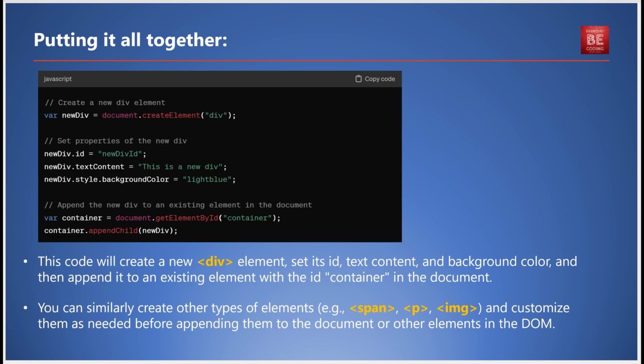It sets its ID, text content, and background color, and then appends it to an existing element with the ID container in the document. And that's it. You've just learned how to create HTML elements dynamically in JavaScript.